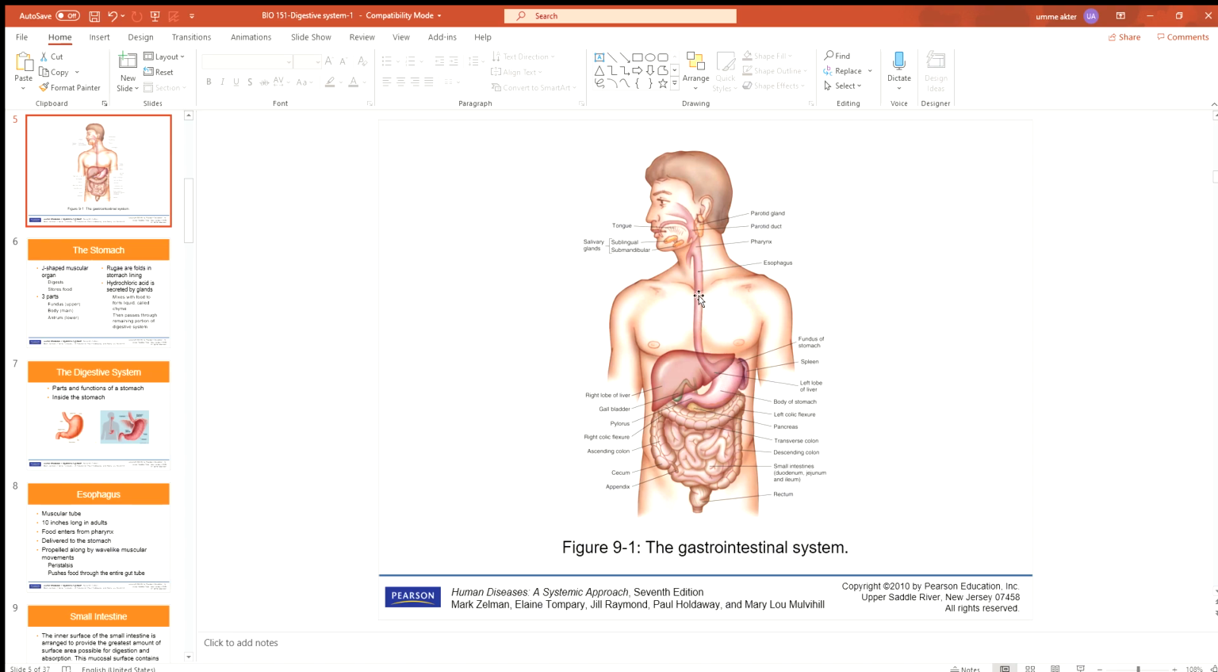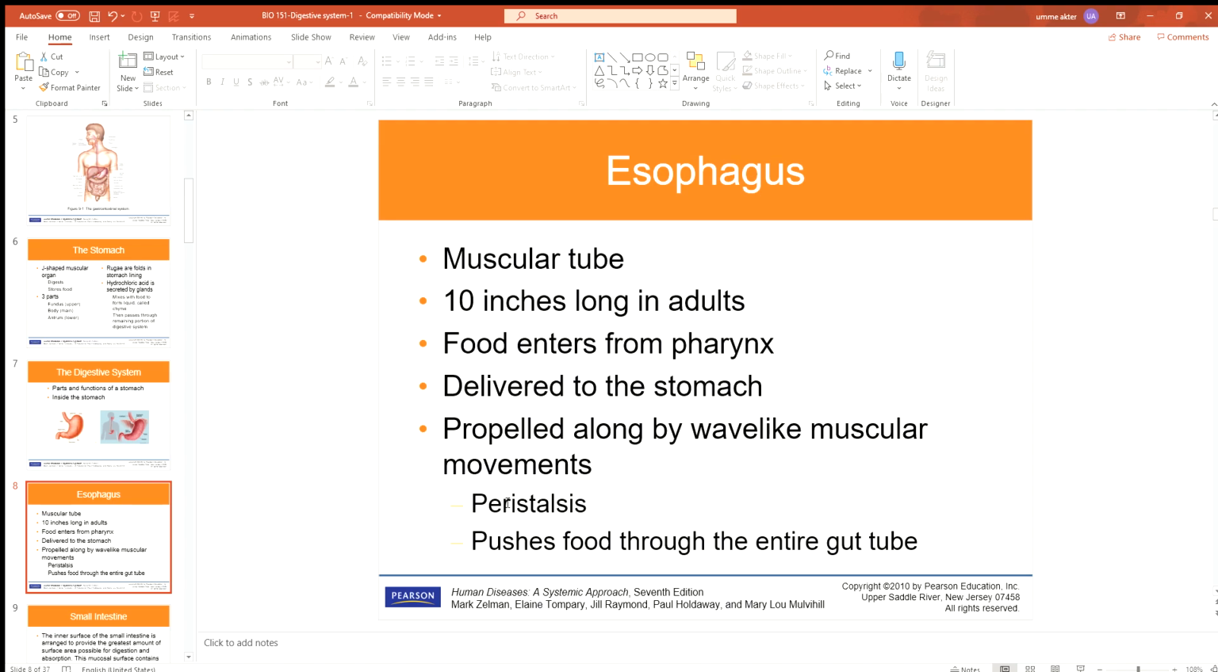Okay, and peristalsis is a wave-like movement. So it starts from the food bolus and goes one after another to move the food downwards. So it is a wave-like movement, going one after another like waves. That is called peristalsis.